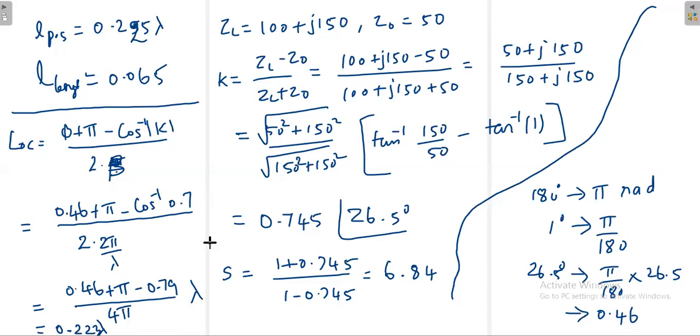Okay, are you all getting or not? I am also using calculator only. 0.223, sir. Yes, 0.223 lambda you are getting. Then next I will verify the length of the stub, whether the length of the stub that we have introduced is correct or not.